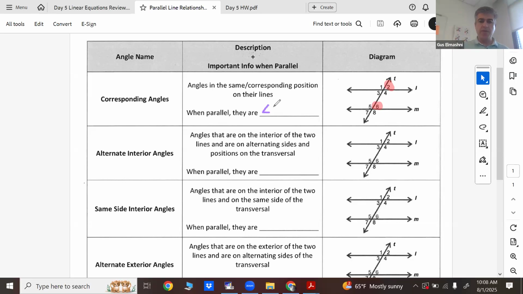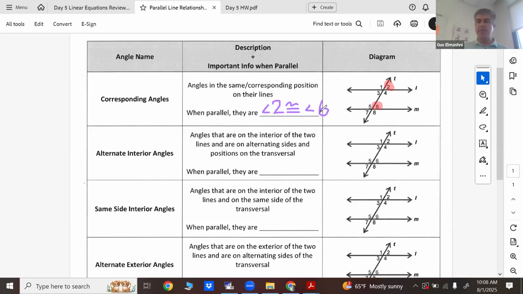So angle 2 will be congruent. Remember, the congruent symbol is an equal sign with a squiggly line up top. So when the lines are parallel, 2 and 6 would be the same. By the way, 1 and 5 would be the same, 3 and 7 would be the same, and 4 and 8 would be the same. Those are also corresponding angles. So angles are in the corresponding positions.